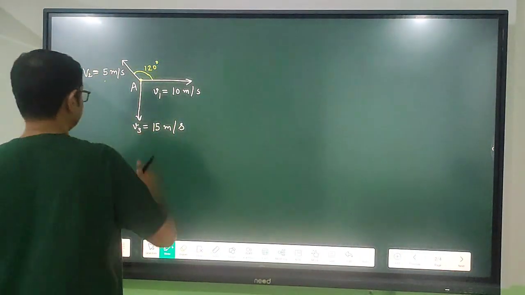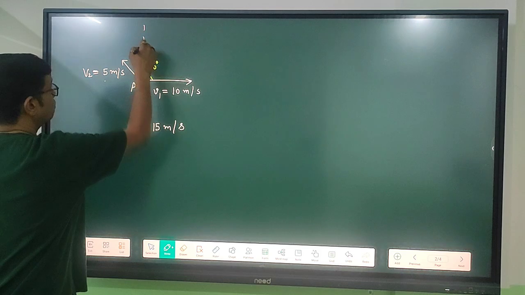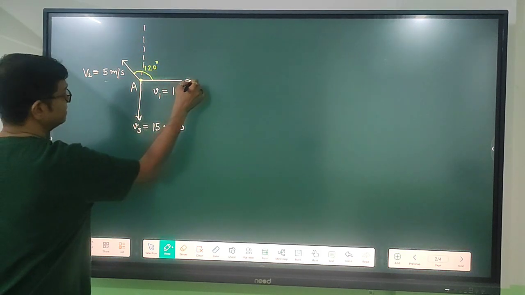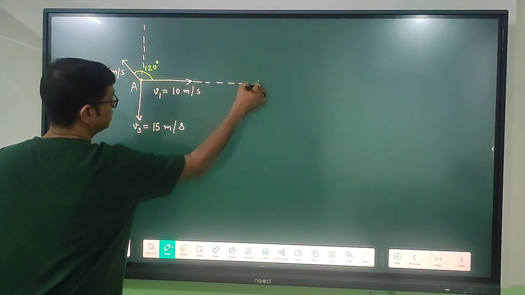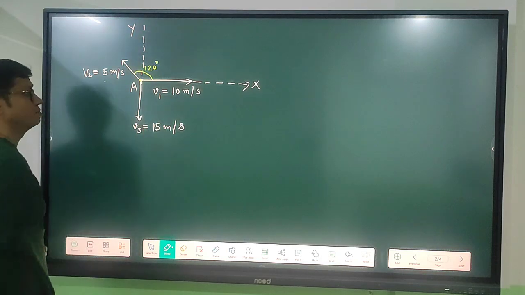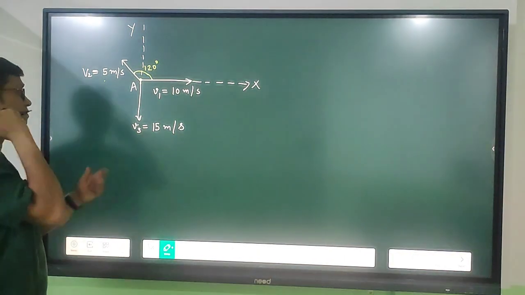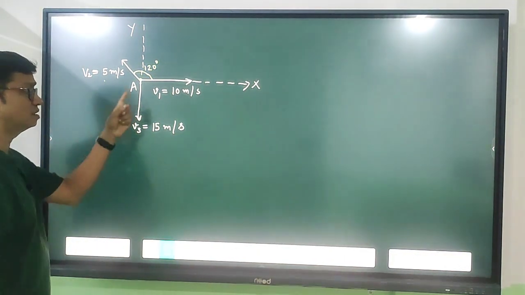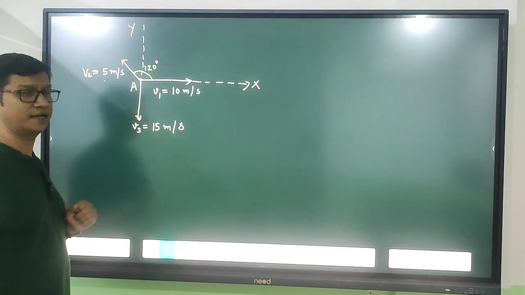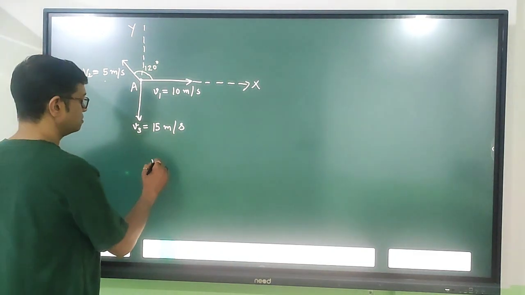So first let's just draw x-axis and y-axis like this. This is your x-axis and y-axis, right? So now let's try to write these vectors in terms of i, j, k. So let's first start with v1.